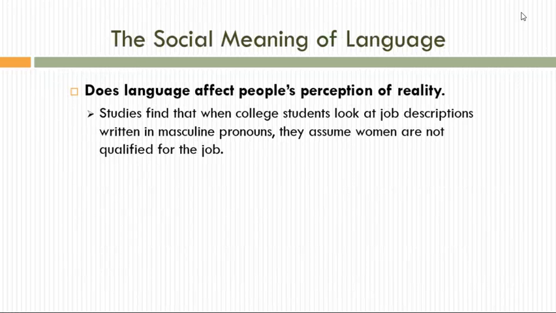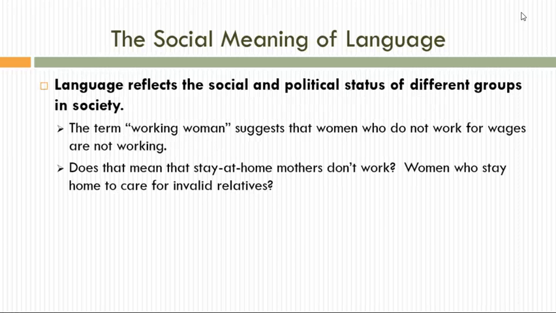Now that we have all of these languages and we're all communicating and we're all talking, what are we actually communicating? So there's a social meaning of language. And so the question: does language affect people's perception of reality? Studies actually find, there were several studies done, that college students would look at job descriptions, and if they were written in masculine pronouns, the general feeling was that women were not qualified for the job. And this is a real problem, by the way, in STEM fields, in science, technology, engineering, and mathematics.